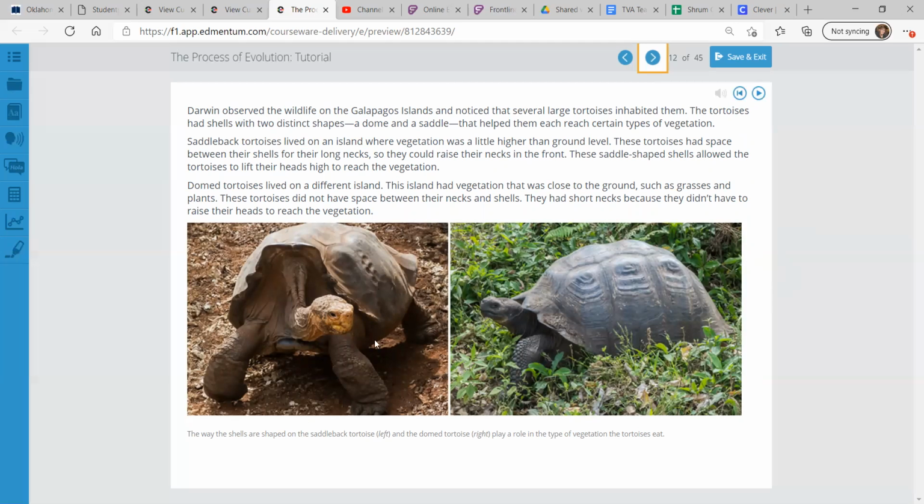This is a saddleback tortoise. His neck is longer and there's space between the shell for his neck to move around. This guy is a domed tortoise. He didn't really need to stretch his neck out for his food source.